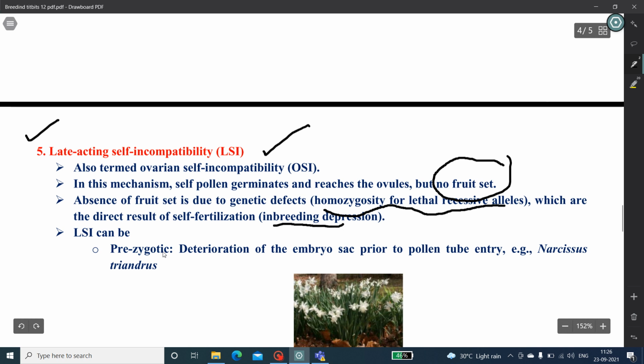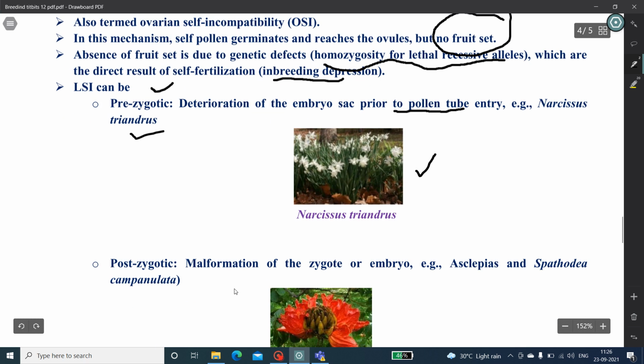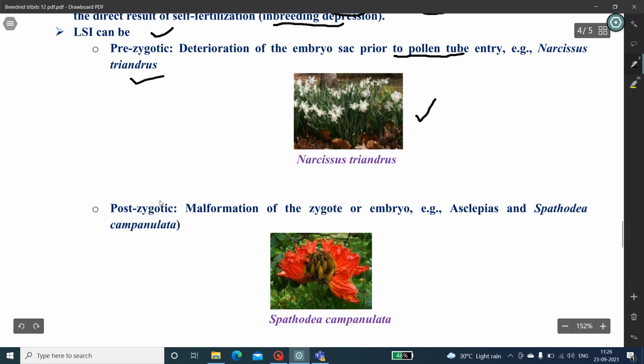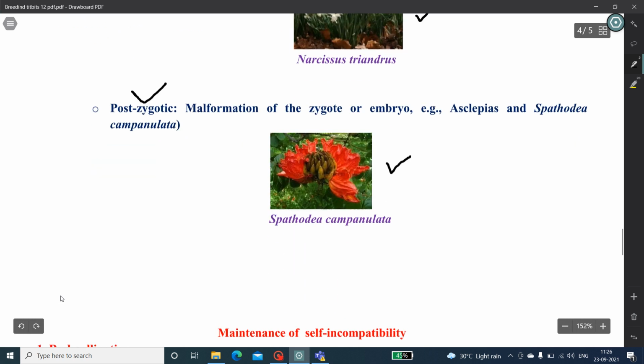LSI can be pre-zygotic, that is a deterioration of the embryo sac prior to the pollen tube entry, in Narcissus trianthus. This is the Narcissus trianthus flower, the plant. And the other type is post-zygotic, malformation of the zygote or embryo. Examples are Asclepias and Spathodea campanulata. This flower is Spathodea campanulata. It is commonly available as avenue plantation.